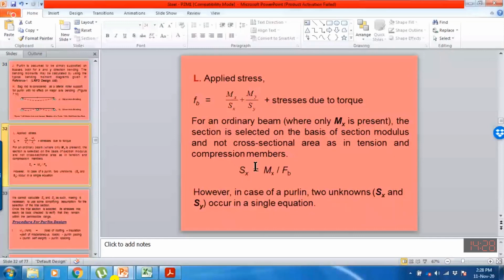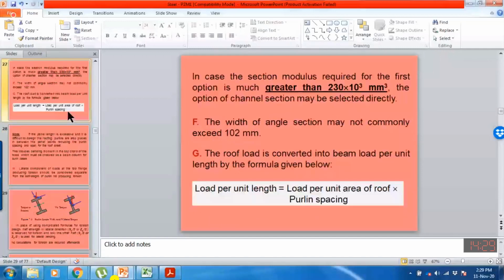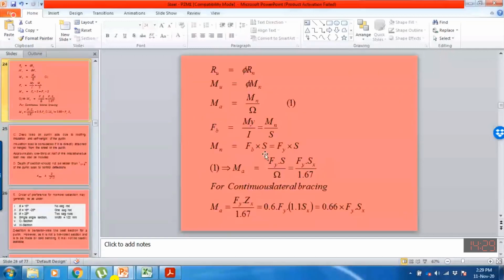If we have an ordinary beam where only Mx is present, and the other stresses are 0, then Sx will be equal to Mx divided by Fb. So if we know the bending strength of the material and Mx is given, then we can determine how much section modulus is required. Actually, I have already explained this. If we know the applied bending moment, then 0.66 Fy is the bending strength, so Sx can be determined. Sx required will be equal to the applied bending moment divided by 0.66 Fy.